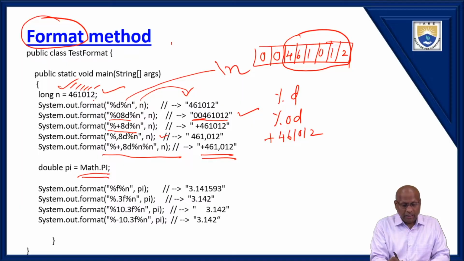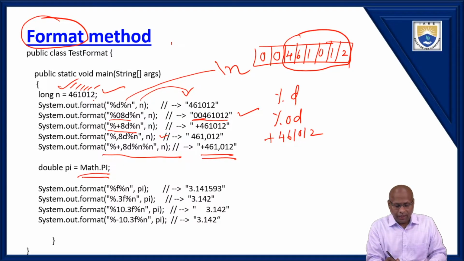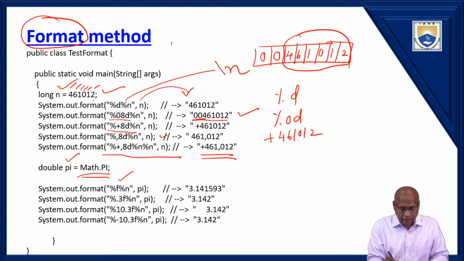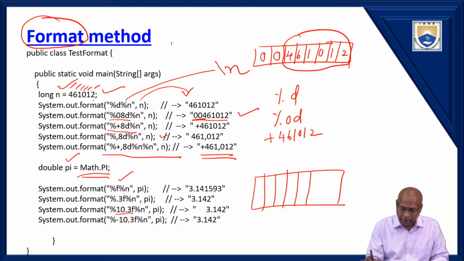Similarly, there is a built-in value called pi under the math package, meaning the Math class. So you can get the value, which is a double, and display it in floating point format: 10.3. 10.3 means you introduce a total of 10 spaces: 1, 2, 3, 4, 5, 6, 7, 8, 9, 10. So 3.142: that means after the decimal, 3 digits.